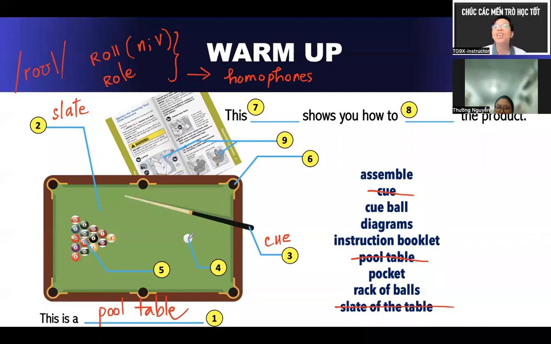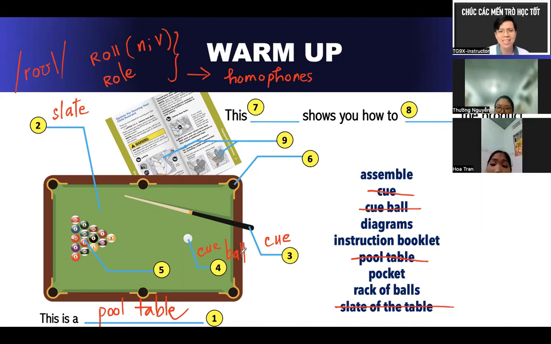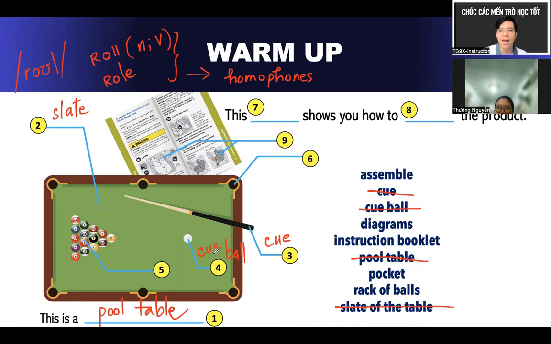Cue ball. That's right. Cue ball. And the cue ball is white. Always white. That is the rule all around the world. The pool table all around the world has the same rule. The cue ball must be white.